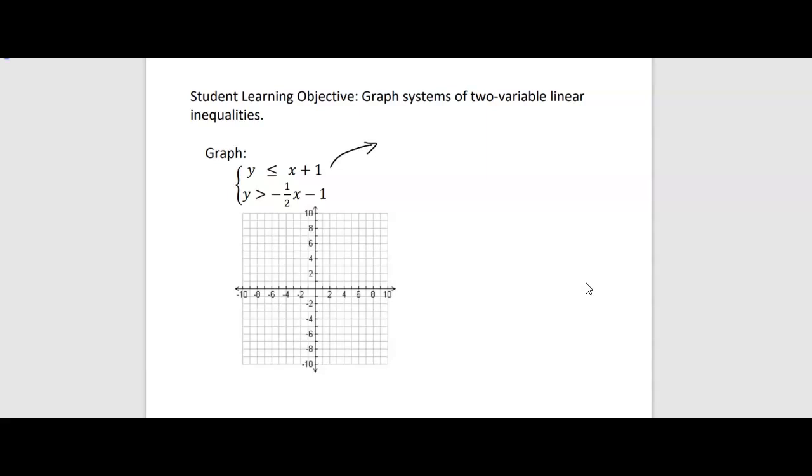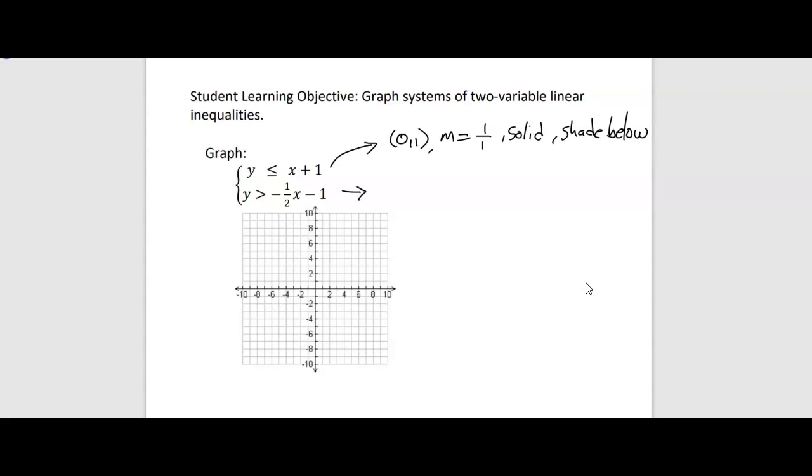First off, this one has the point (0, 1), that's the y-intercept. The slope is 1, I'll put it as 1 over 1. It's solid because of the equal, and it's shaded below. This is a pattern when it's in slope-intercept form. Less than or equal to is below, greater than is above.